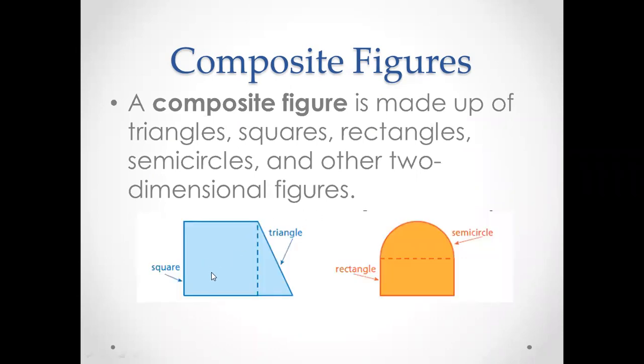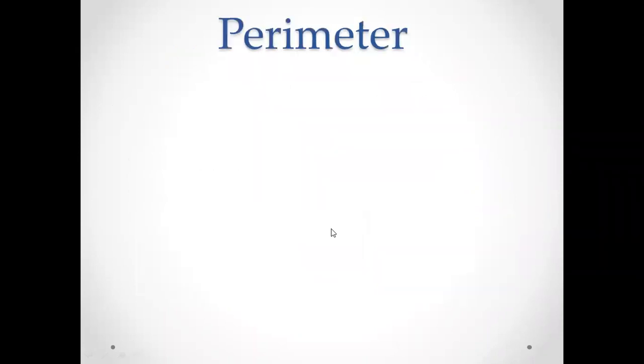Here you can see this composite figure is made up of a square and a triangle. Another composite figure is made up of a rectangle and a semicircle. Now, how can we find out the perimeter of these kinds of figures? Let's see what perimeter is.